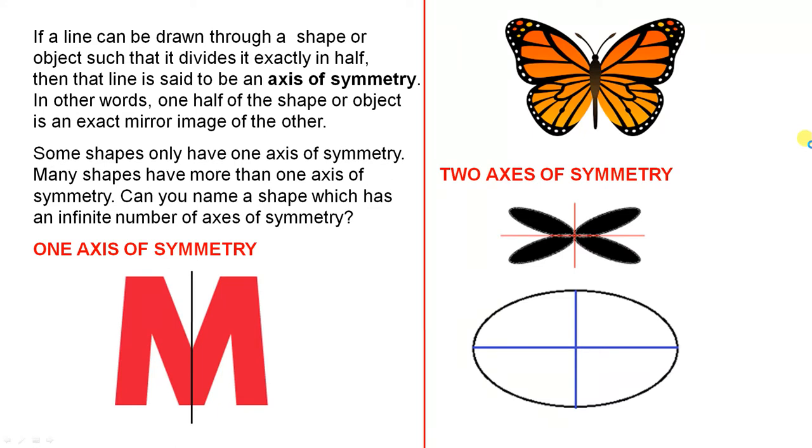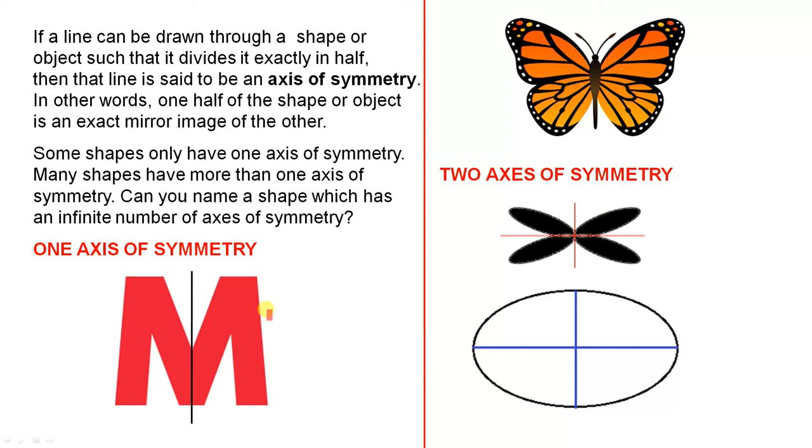Some shapes only have one axis of symmetry. Many shapes have more than one axis of symmetry. Can you name a shape which has an infinite number of axes of symmetry? Let's look at some shapes which have one axis of symmetry.